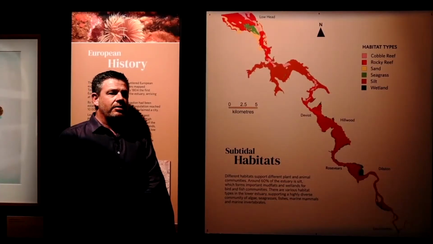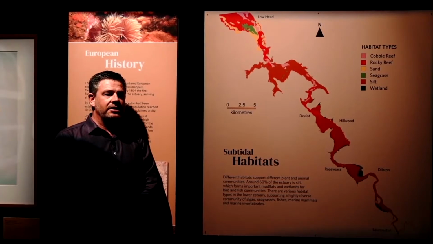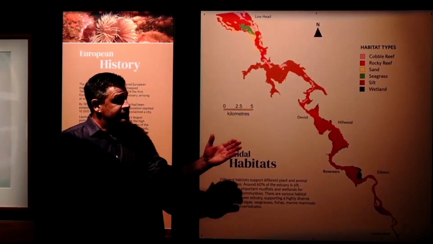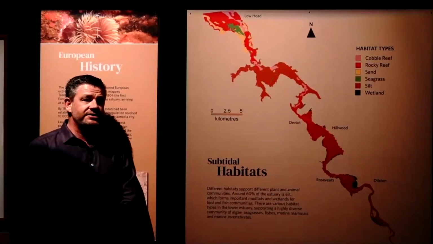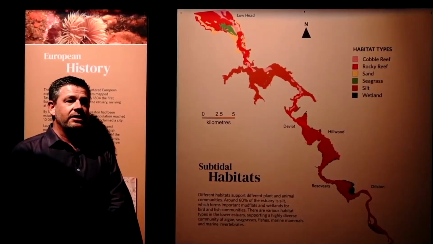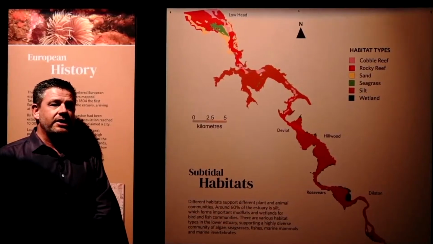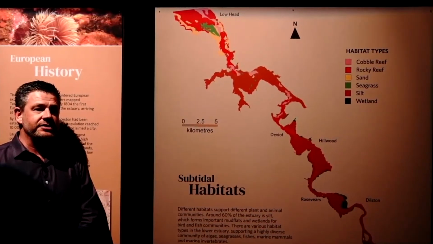Next, I'd like to show you some of the subtidal habitats so that you understand how much sediment is in the Tamar. Just to highlight how prevalent soft sediments are in estuaries and here in the Tamar, this map shows in orange-brown the extent of soft sediments. Nearly 60% of our estuary is made up of soft sediments. That is a normal thing for estuaries.